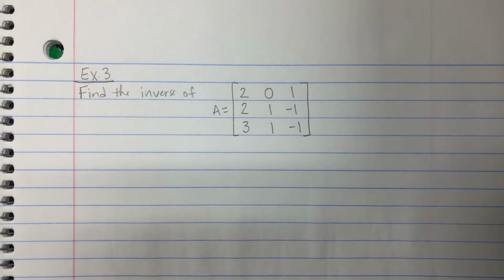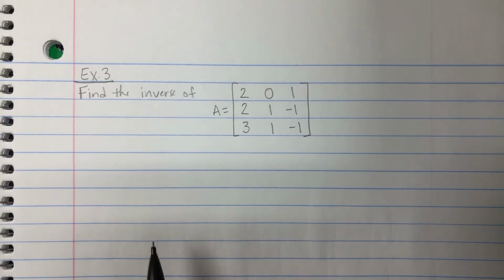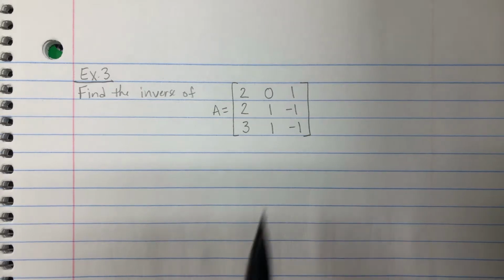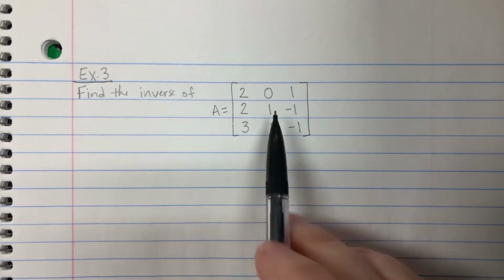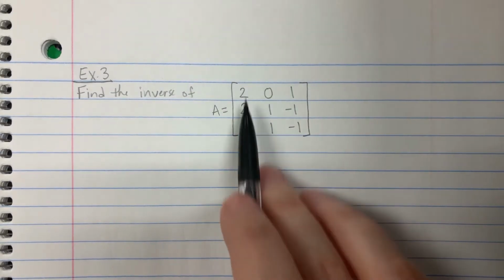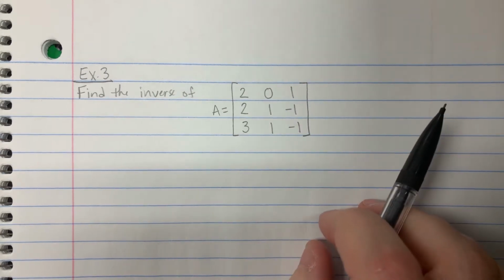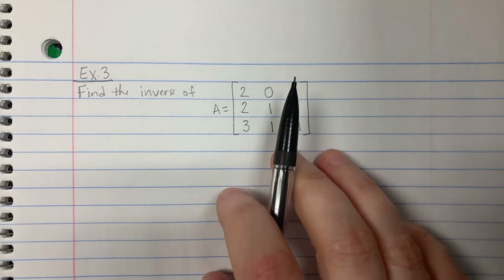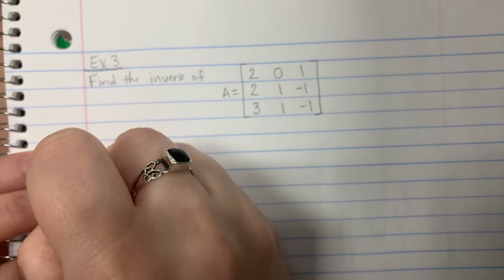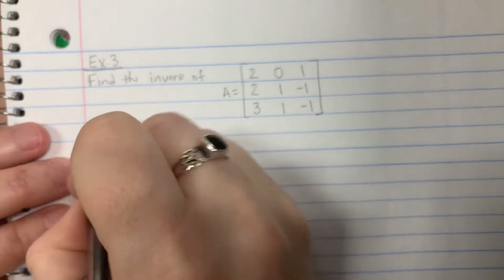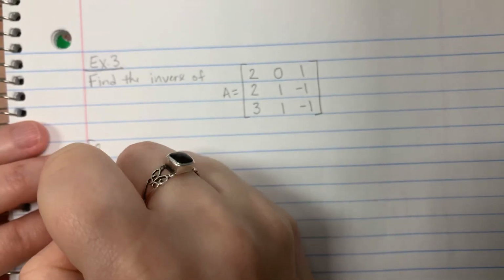Okay, so one more type that you might see in lesson 6.2 is it's still find the inverse, but it's a bigger matrix. So this time I've got a 3 by 3. So there's a lot more going on with this one. It's going to take us quite a bit longer. So I just want to make sure I showed you one of these. So it starts out like this.